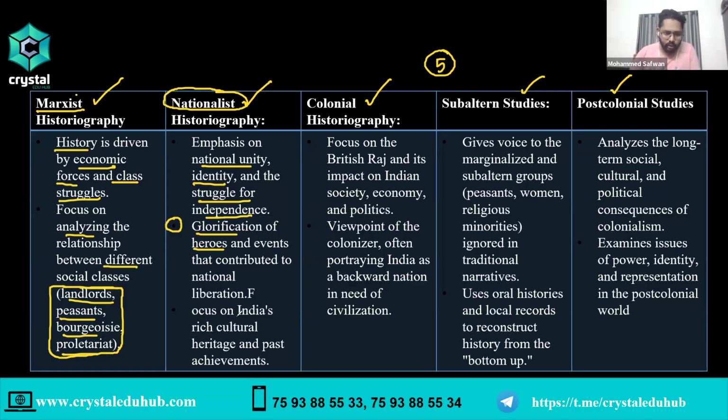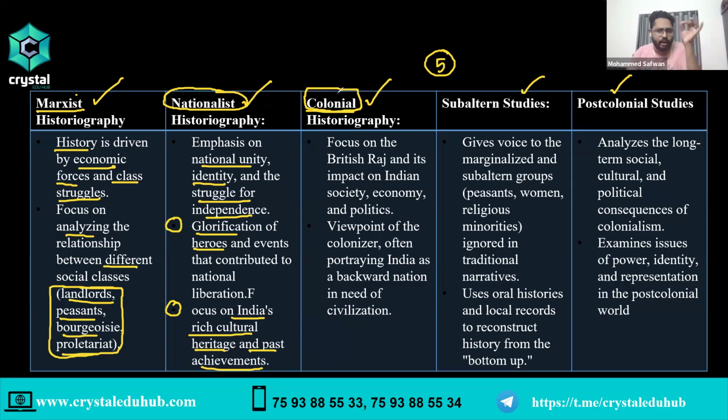Okay. And they had a focus on India's rich cultural heritage and past achievements. That's why, because British people were saying that Indians had no culture, no civilization, we are going to study more about the Indus Valley tradition, and we are going to understand that one of the greatest civilizations in the world during the Bronze Age was one in India, that is the Harappan civilization. Such cultural heritage and past achievements were given focus by nationalist historiography as a reaction against colonial historiography. The colonial historiography is simply the British historiography.